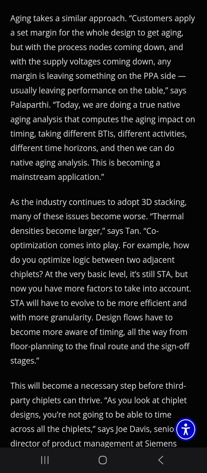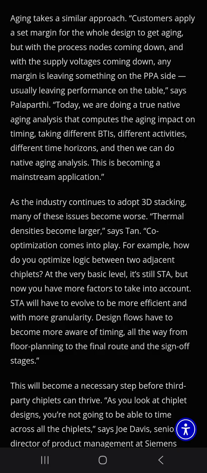As the industry continues to adopt 3D stacking, many of these issues become worse. Thermal density becomes larger. Co-optimization comes into play. For example, how do you optimize logic between the two chiplets at the very basic level? It's still STA. Now we have even more factors to take into account, as they will have to evolve to be efficient and more granular.